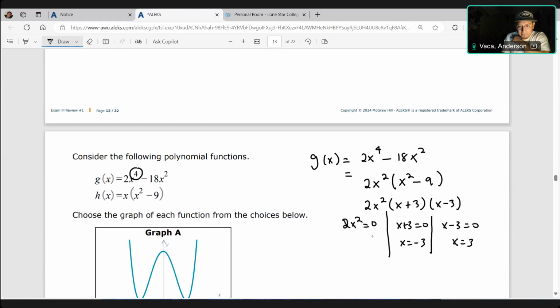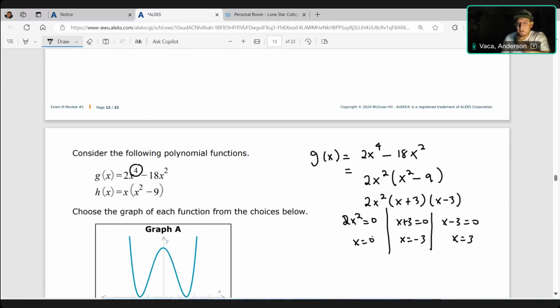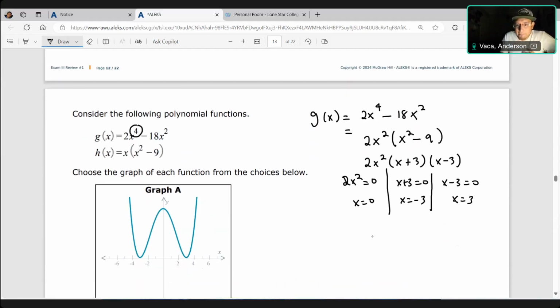And here we have x is equal to 0. Okay, so what I need to explain to you about what's going on here is that because of this square right here, 0 has multiplicity 2. And what does that mean?